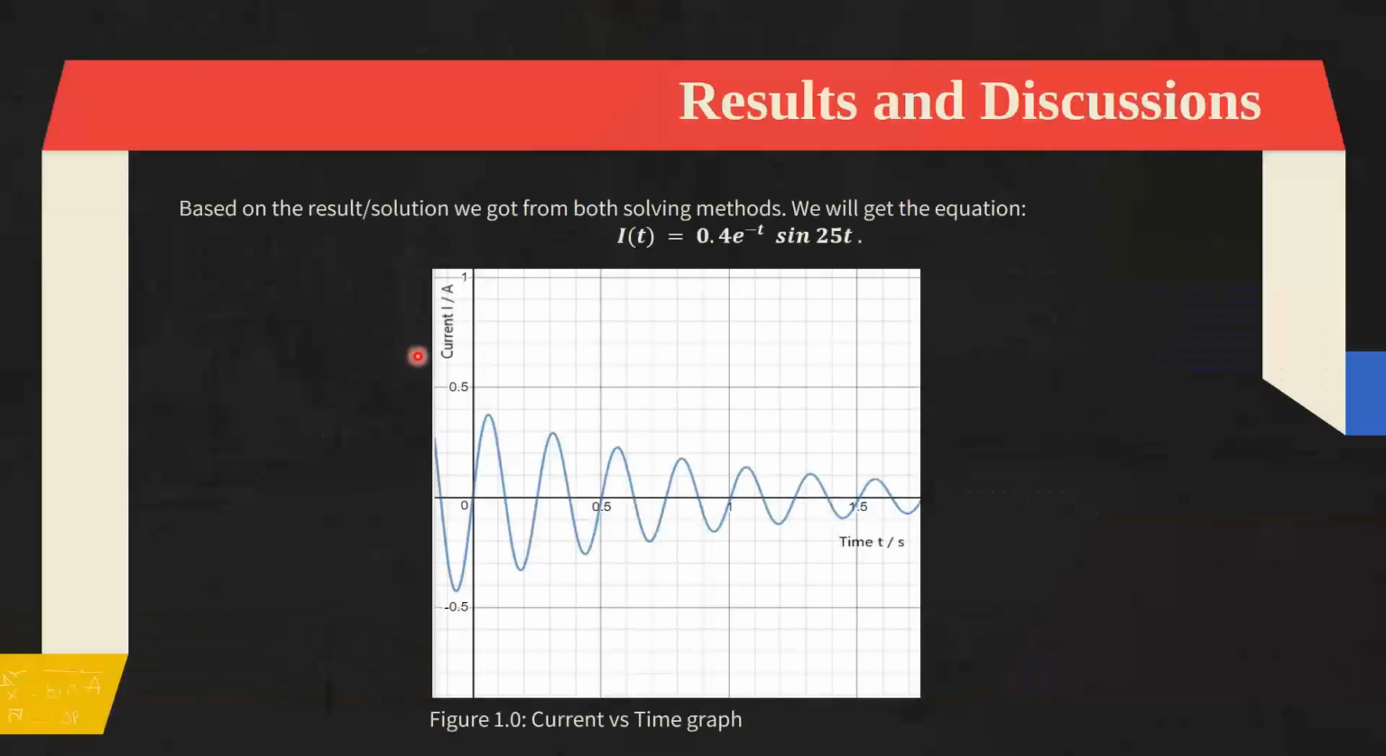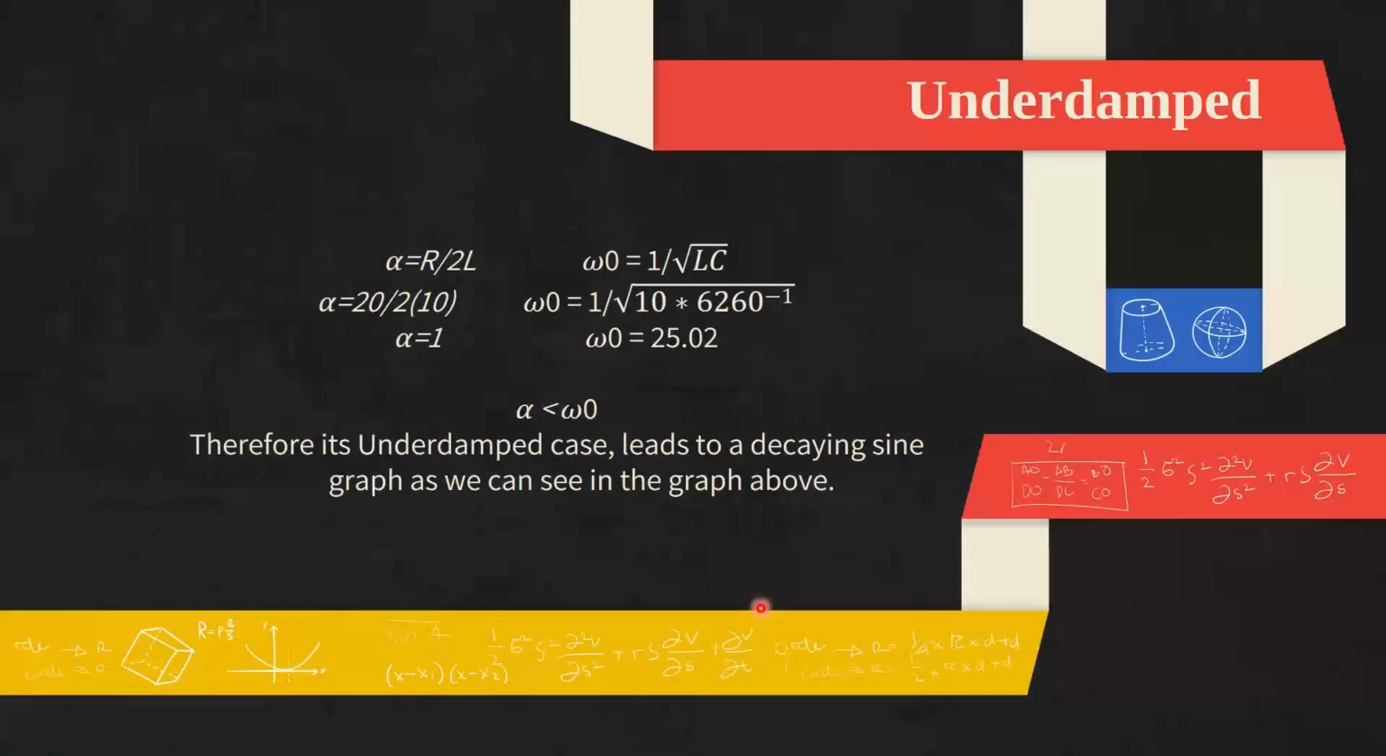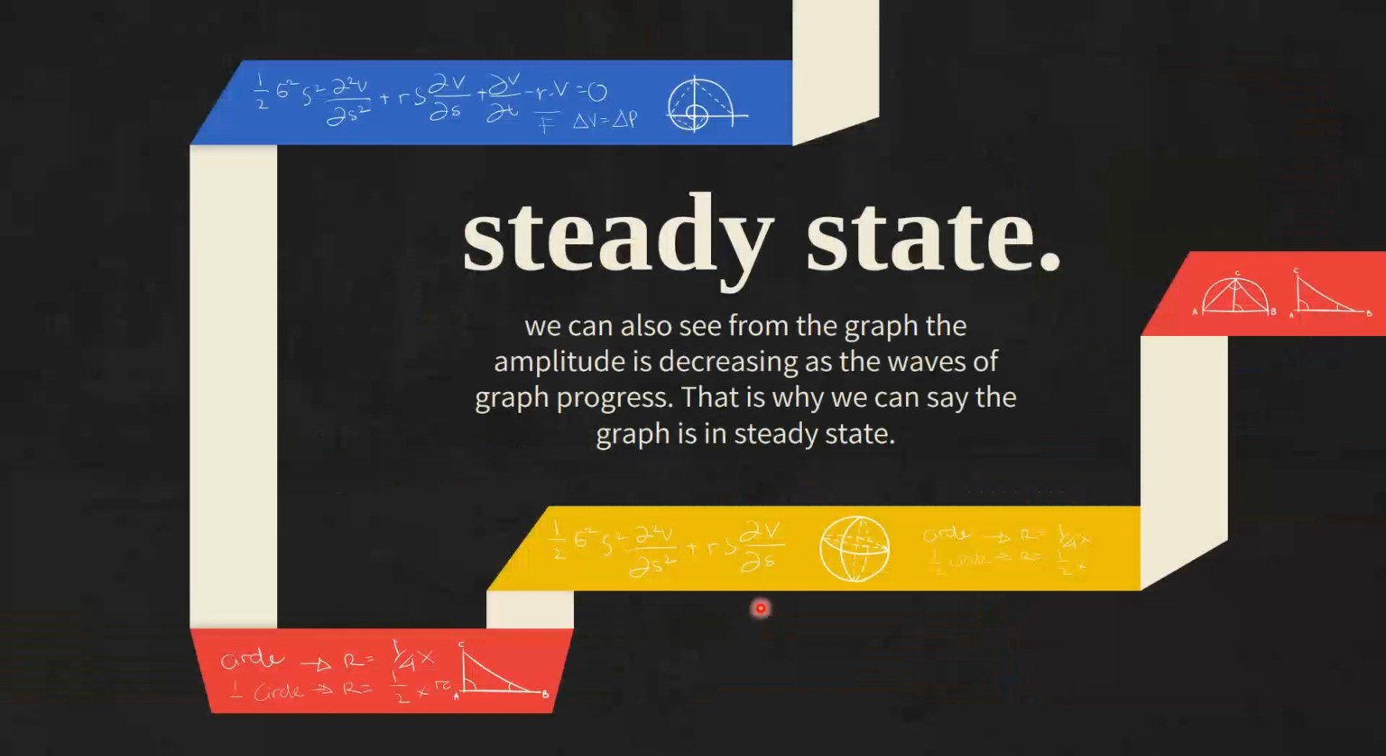Let's look. As we can see, this is a decaying sine graph. Now let's move on. This is a steady state. We can also see from the graph the amplitude is decreasing as the waves of the graph progress. That is why we can say the graph is in steady state. Now I will pass on to Reza for the conclusion.